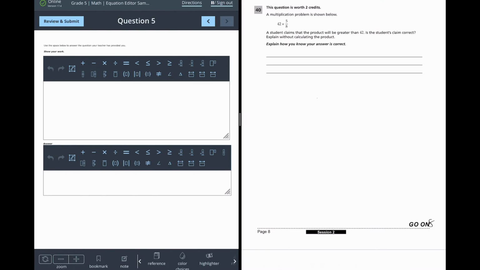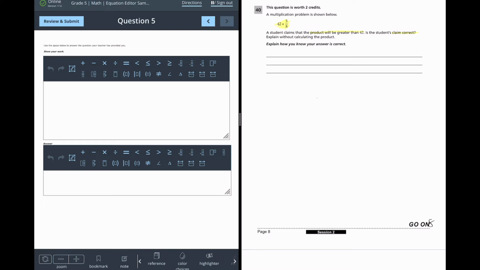2-point question. A multiplication problem is shown, 42 times 5/8, and the student claims the product will be a number greater than 42. Is this correct? And I'm going to explain it in words. So what do I know about this?